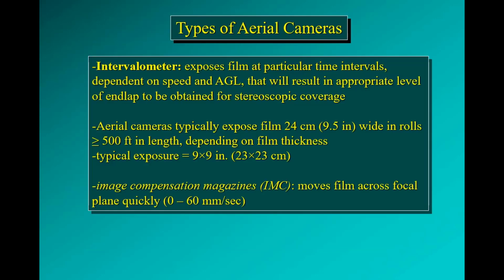Another important piece of equipment for aerial photography is an intervalometer, and this is a piece of equipment that exposes the film at particular time intervals. Those time intervals are dependent on the speed of the aircraft as well as the altitude above ground level, and that is going to result then in an appropriate level, ideally, of end-lap, which is end-on-end overlap of the aerial photographs along a flight line that we obtain for stereoscopic coverage.